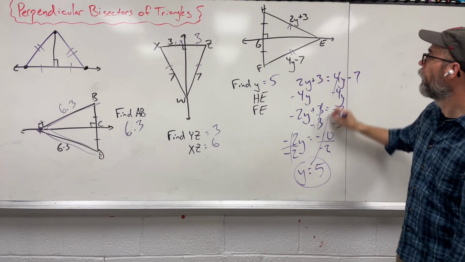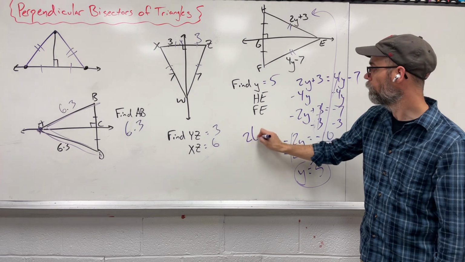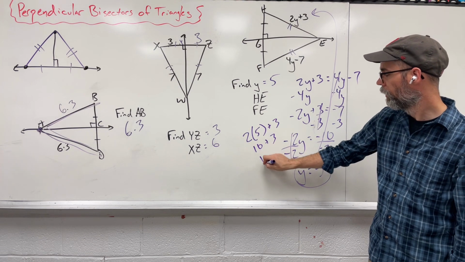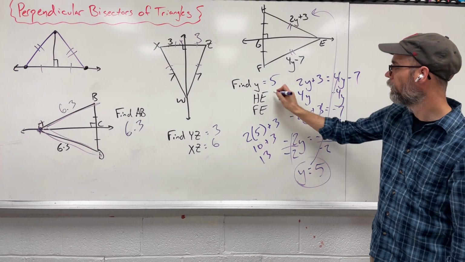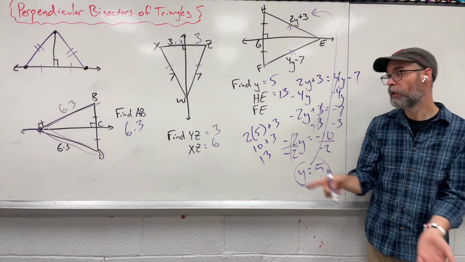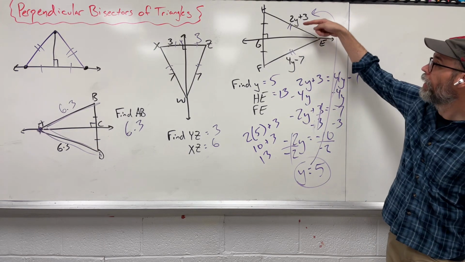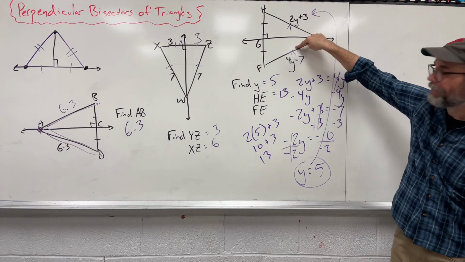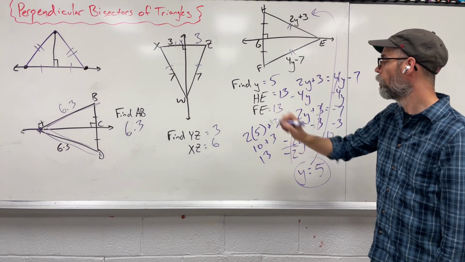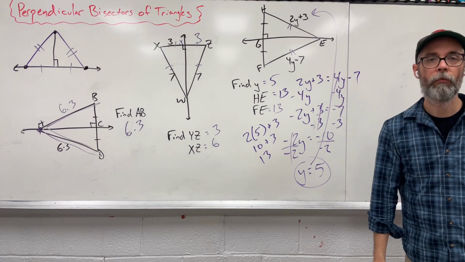I want to take that 5 and plug it back in. So I'm going to say 2 times 5 plus 3 gives me 10 and 3, gives me 13. So HE is 13. Do I actually need to plug that back into the other side? Not necessarily, because I know that if this is 13, that's got to be 13. You can plug it in to check, but they both end up with the same thing. And that's using perpendicular bisectors of triangles.